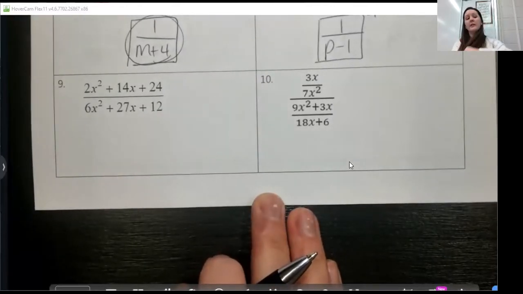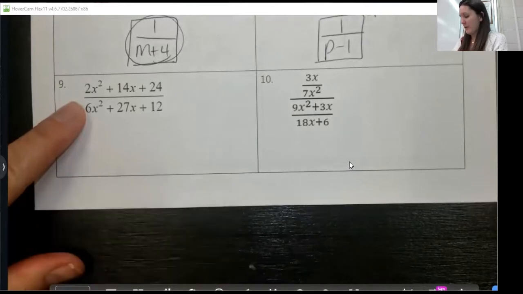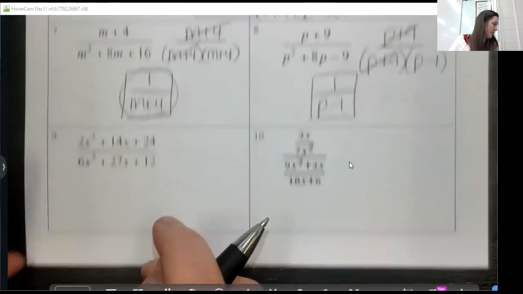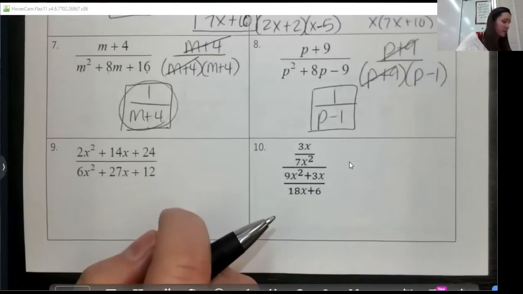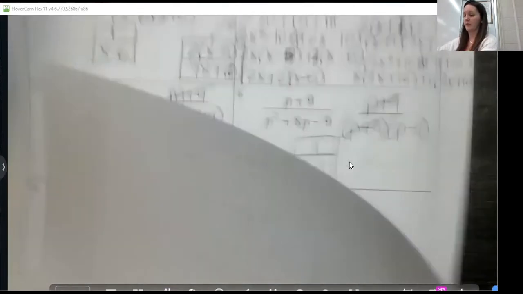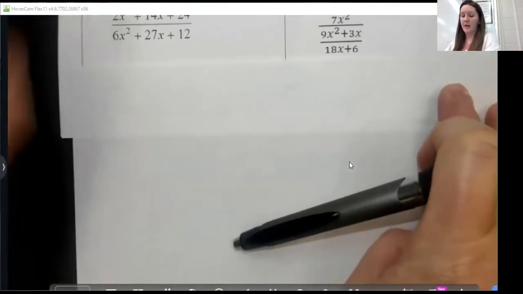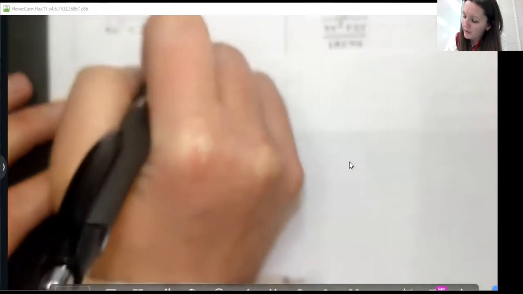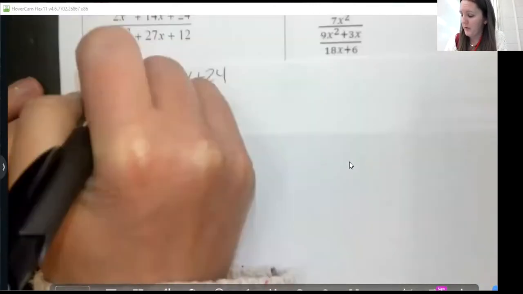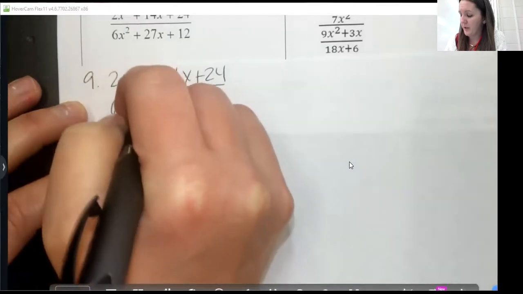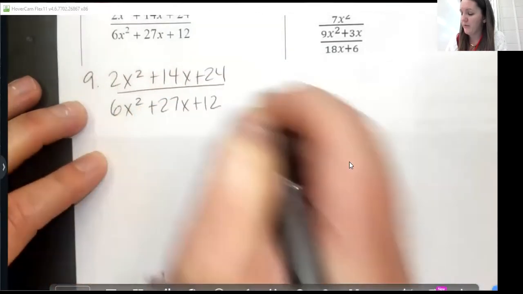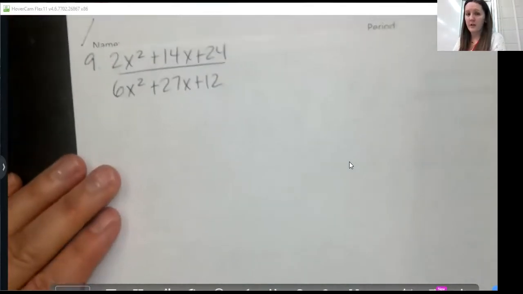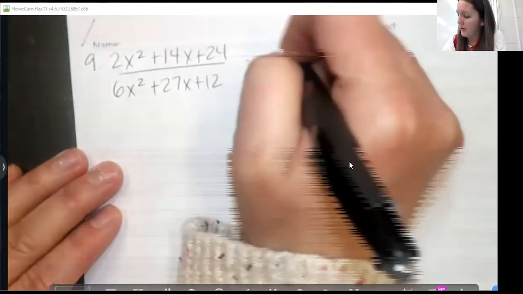All right. This one down here, what can I factor? Well, I can factor out a 2. I'm going to use another piece of paper because I just know that I'm going to run out of room. So this is number 9. 2x squared plus 14x plus 24 divided by 6x squared plus 27x plus 12. So I know in my numerator I can factor out a 2. So I'm going to do that first.